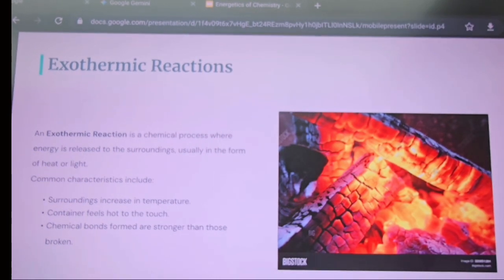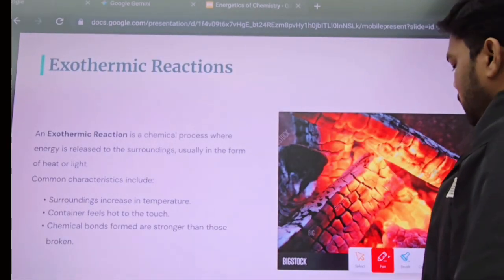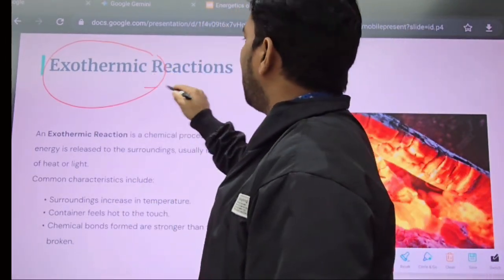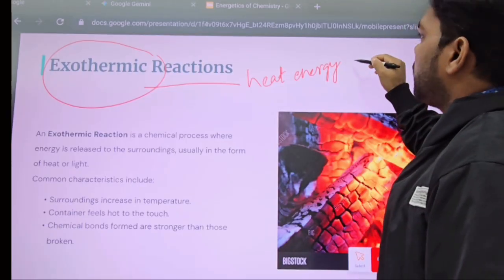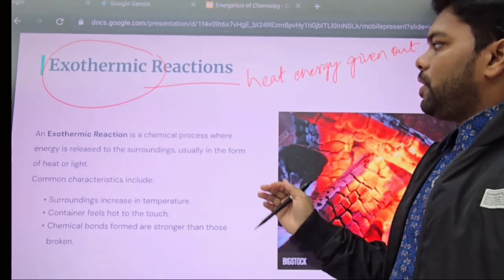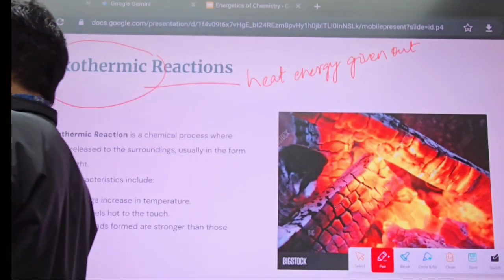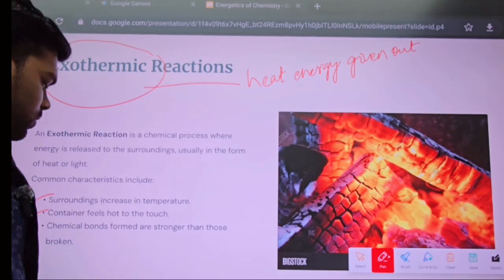This is about exothermic reaction. So what does exothermic reaction mean? Irene, what does exothermic reaction mean? Release of energy. Exothermic reaction: release of energy to the surroundings, or else we call it heat energy being released, given out, right? Very good. So exothermic reactions are processes where energy is released to the surroundings, usually in the form of heat or light. Common characteristics include the surroundings increasing in temperature, containers feeling hot to the touch, and chemical bonds formed being stronger than those broken.